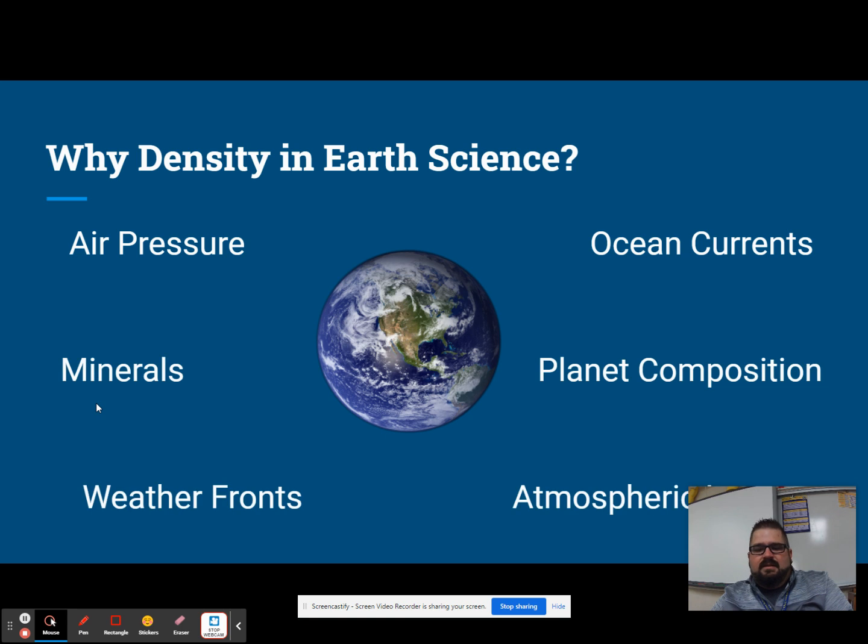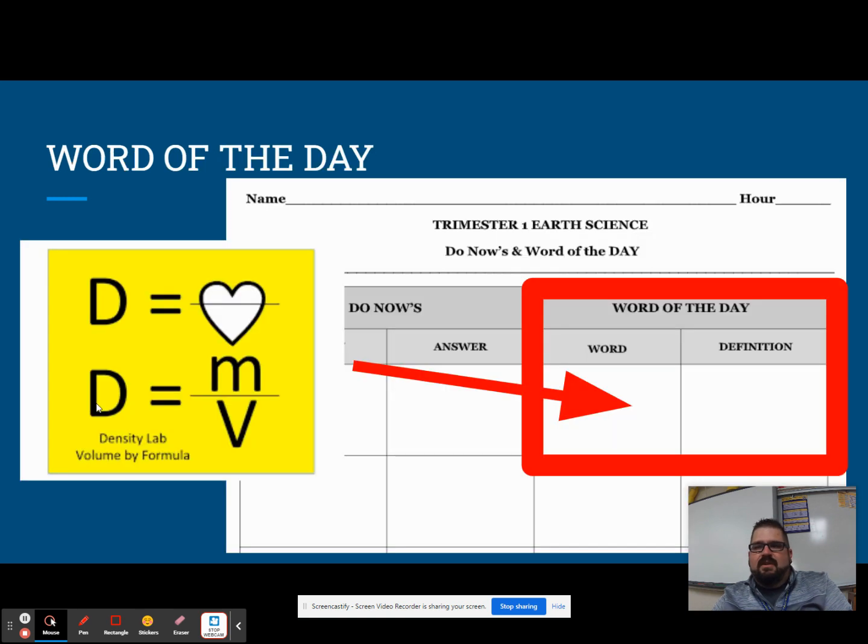So density is all over Earth science. We see it in air pressure and minerals, fronts, planet composition, ocean currents. We see density all over the place. So that is why I want to talk a little bit more about density and kind of stress that.